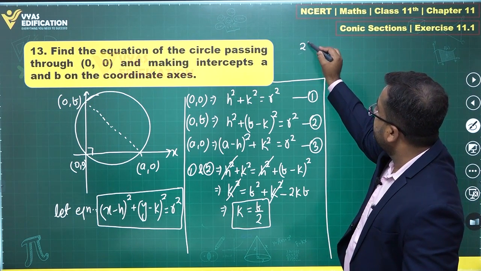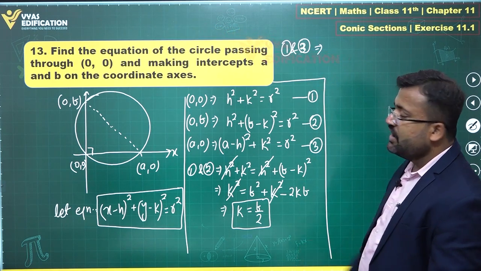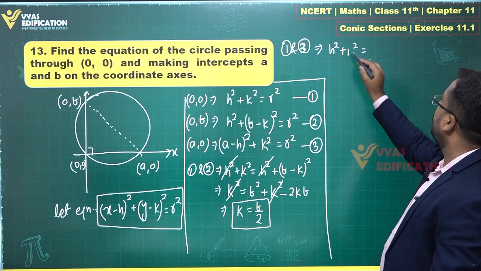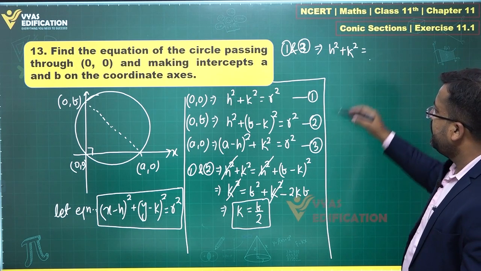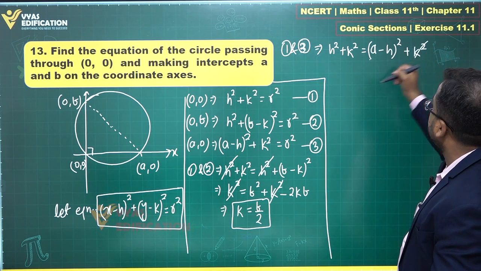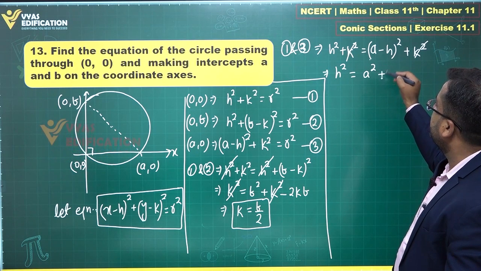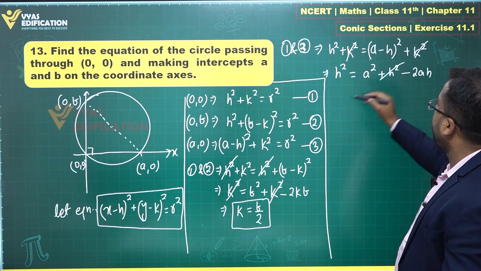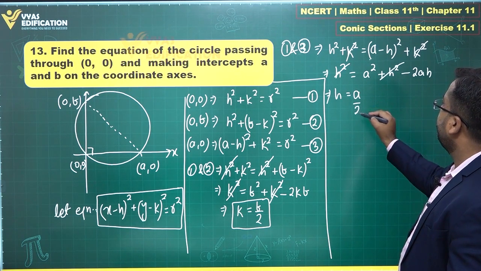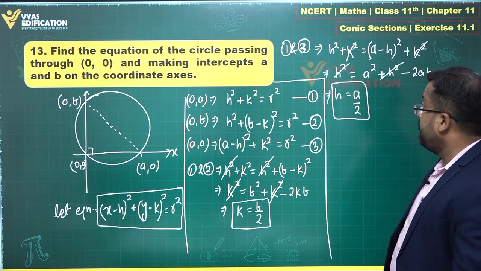So similarly, let's use 1 and 3. What does that give me? Using 1 and 3, this tells me that h square plus k square will be equal to (a minus h) square plus k square. The k square gets cancelled. Similarly, h square in the next step will get cancelled. And what I'll get is h equals a by 2. This is what you get, right? 2h equal to a, which implies h equal to a by 2.